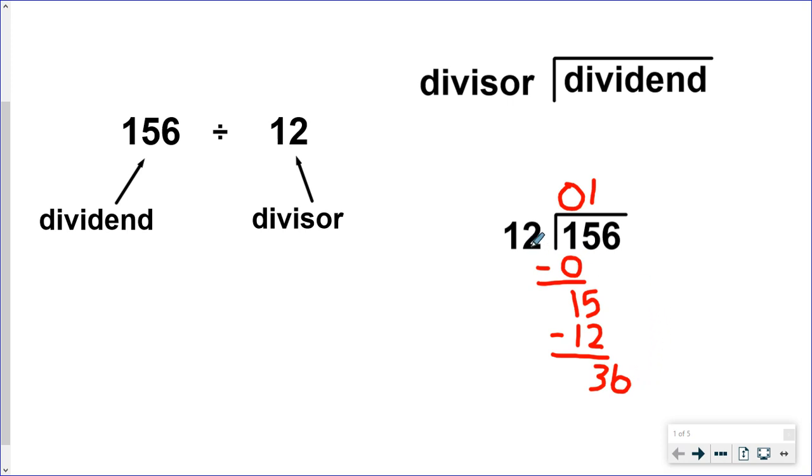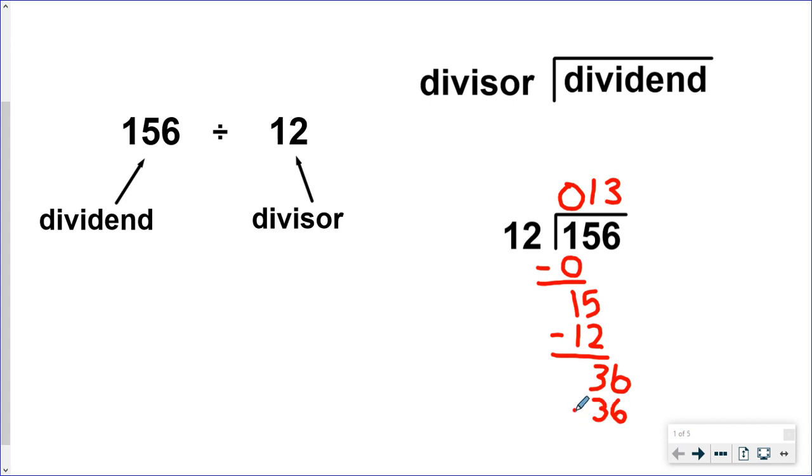And now I'm going to ask, how many times now, go back to the divisor, how many times can 12 go into 36? Well, we may have to do a little multiplying on there, but 12 times 3 is exactly 36. So I'm going to go ahead and put a 3 here. And then again, I'm going to multiply. 3 times 12. 3 times 12 is 36.